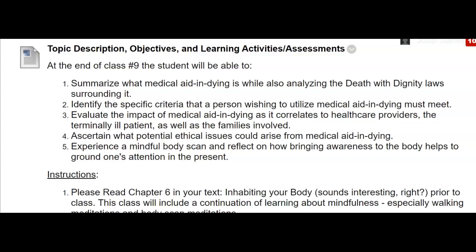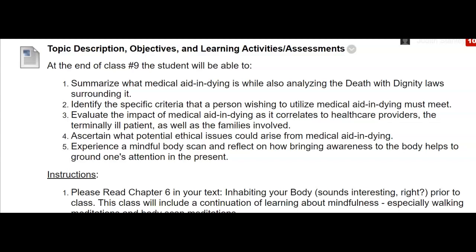In this learning unit, we're going to be focusing on palliative care, and most specifically, the content will be on medical aid in dying. While we're also going to be, as we talk about medical aid in dying, looking a little bit more deeply into the death with dignity laws that surround medical aid in dying.